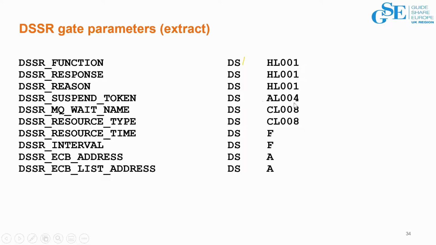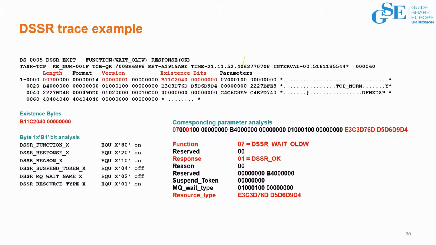But notice the DSSR suspend token is an address length of 4. The MQ wait name is a length of 8. The resource name and type are 8 bytes in length. So even though you have a 1-bit indicator whether the field is there, you still have fields with bytes to hold the values themselves. Now, where can you see this stuff?